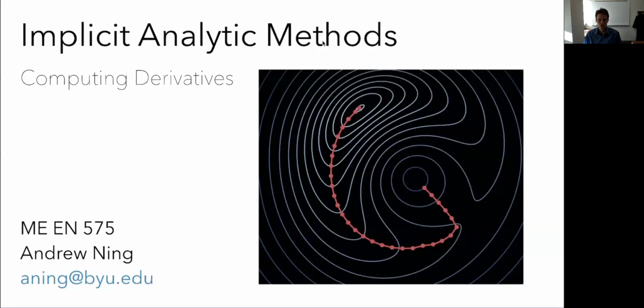So far, we've talked about four methods to compute derivatives: symbolic differentiation, finite differencing, complex step, and algorithmic differentiation. Today, we'll talk about a fifth method that's primarily useful for implicit functions.